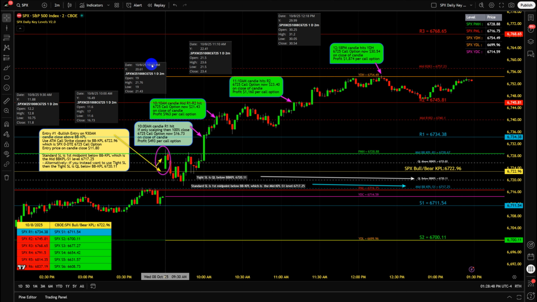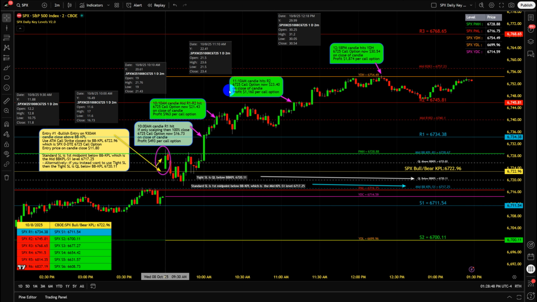So the profit per call option now on this hit is $963, whereas if you were just scalping for the one level move here at the 10 a.m. candle, $16.73, your profit is $493 per call option.